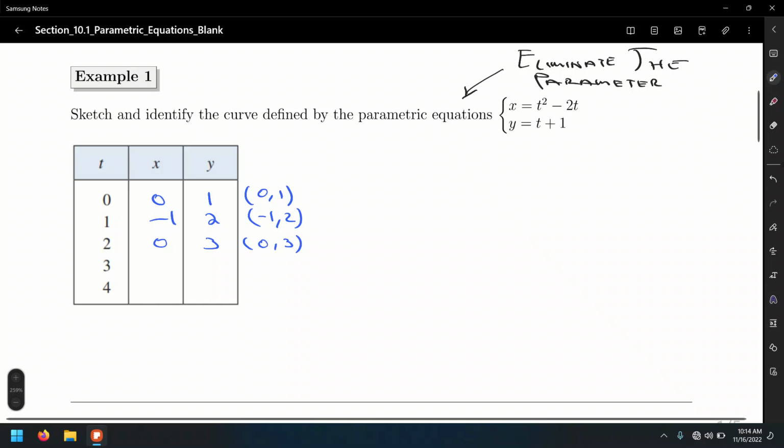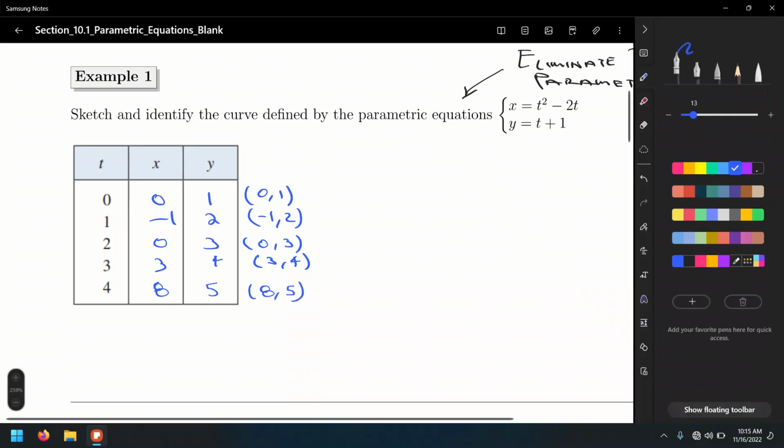And let's keep going with the other two values of t. That's going to be 3 squared, which is 9, minus 2 times 3, which is 6. 9 minus 6, that's a 3. And 3 plus 1, that's a 4. That produces the ordered pair 3, comma 4. And last but not least, 4 squared, which is 16, minus 2 times 4, which is 8. 16 minus 8, that's an 8. And for the y equation, this is 4 plus 1, which equals 5. All right? So that produces the ordered pair 8, comma 5.